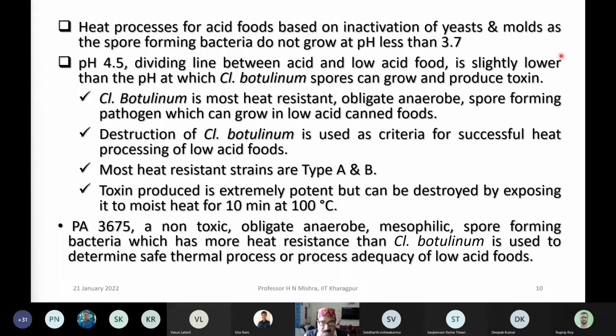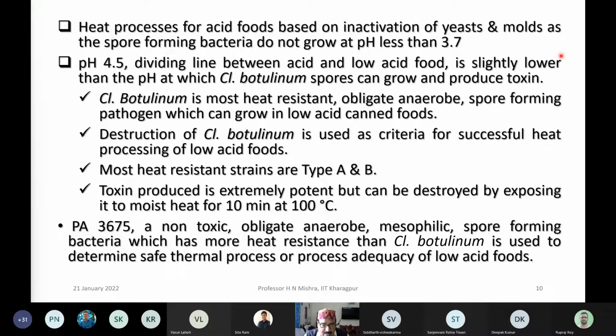Therefore, destruction of Clostridium botulinum is used as a criterion for successful heat processing of low acid foods. Most heat resistant strains of Clostridium botulinum are type A and B. There are many strains, but type A and B are the most heat resistant. I told you that Clostridium botulinum produces an extremely potent toxin, but it can be destroyed by exposing the toxin to moist heat for about 10 minutes at 100 degrees Celsius. So this is about the low acid food thermal processing conditions.